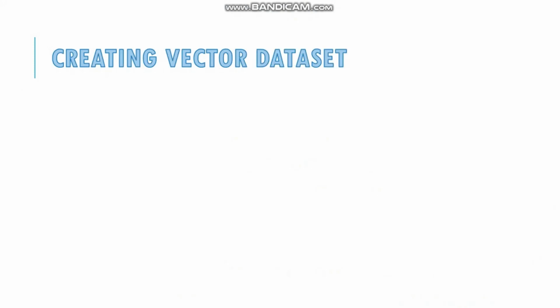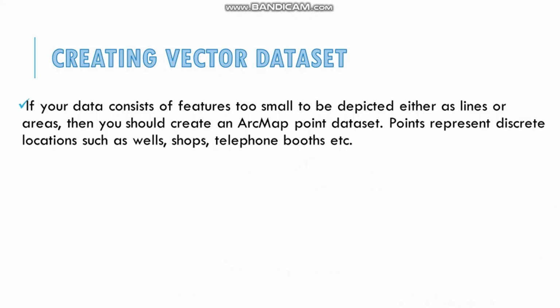So creating a vector dataset. If your data consists of features too small to be depicted either as lines or areas, then you should create an ArcMap point dataset. Points represent discrete locations such as wells, shops, telephone booths, and so on. So if the object you are going to represent is too small, it's better to work with point features.